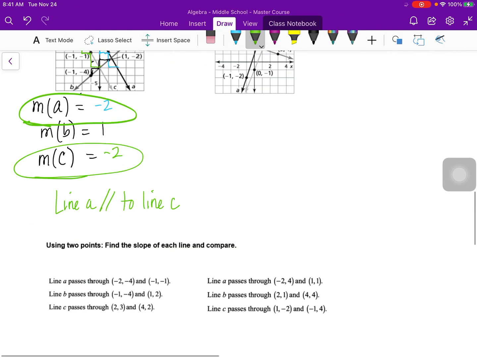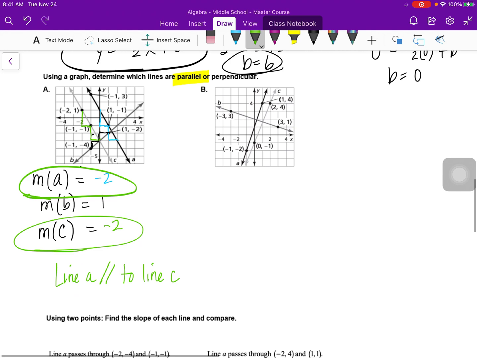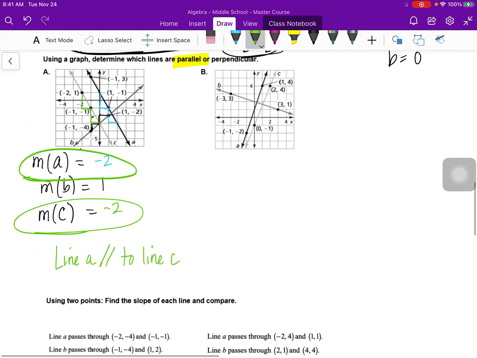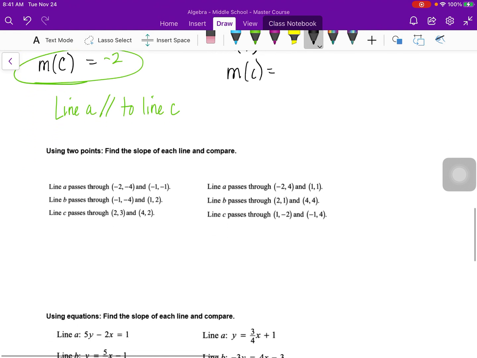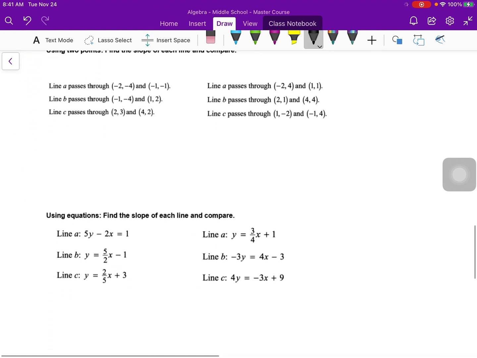Okay, let's do the same thing. Actually, I'm going to let you do example B on your own. So find the slope. Again, what is the slope of line A? What is the slope of line B? What is the slope of line C? Okay, and remember, don't just use your visual cues. You have to have work to support your answer. You have to have proof there.